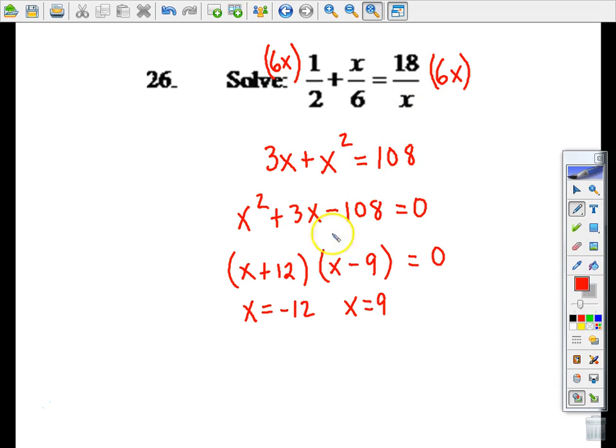And just a quick check to make sure that I don't create 0 in the denominator when I let either one of these numbers replace x, and I do not. So these are both valid answers. And so we are done.